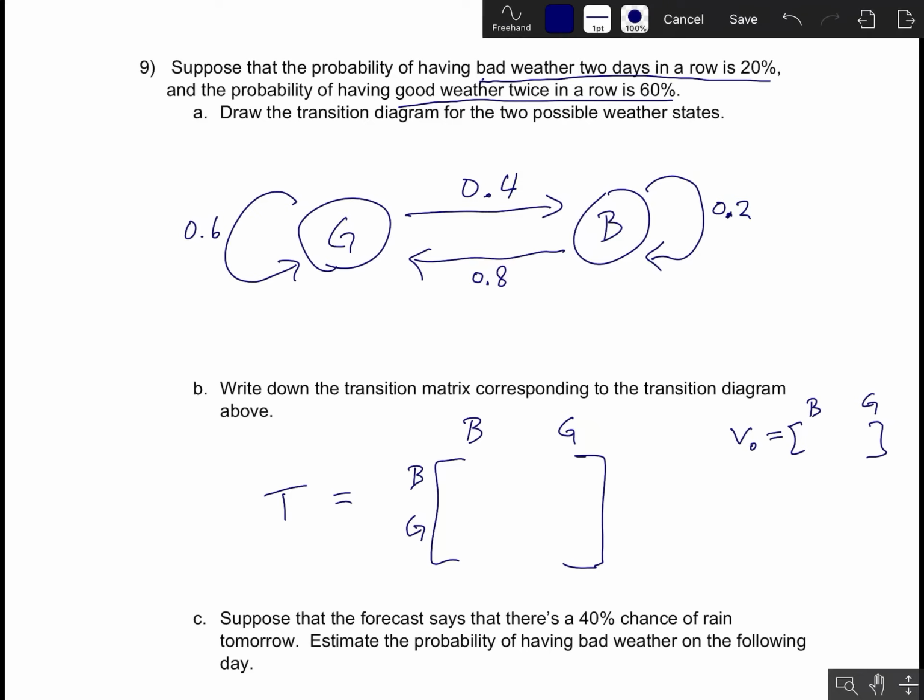So here, if we want the transition matrix, we know that from bad to bad has a 20% weight, and therefore from bad to good has an 80% weight. And similarly, good to bad has a 40% weight, and therefore a 60% weight goes to good to good. And that's our transition matrix.